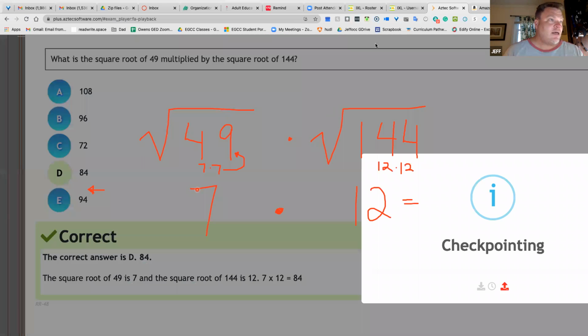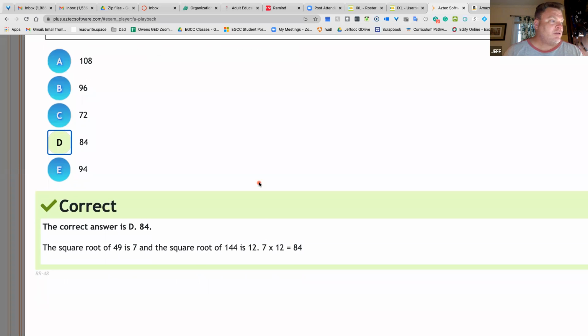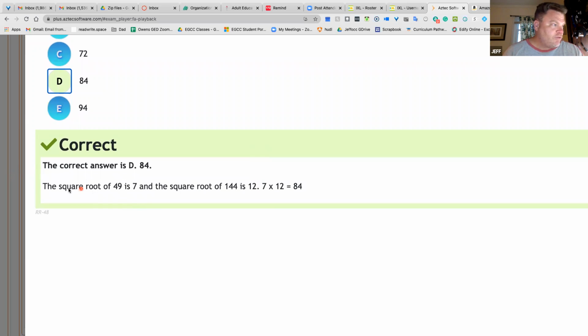Click on that. I'm going to clear all my stuff off, and we can look. The square root of 49 is 7. Man, they did a real lame way of showing this. But the square root of 49 is 7. The square root of 144 is 12. 7 times 12 is 84.